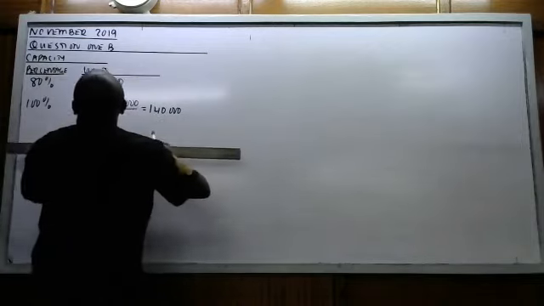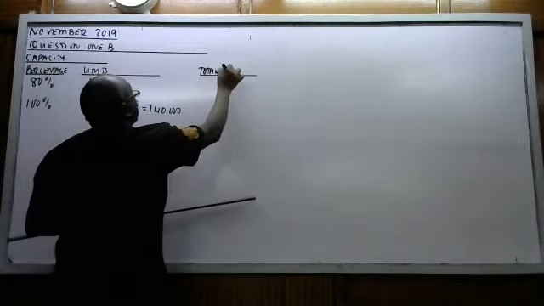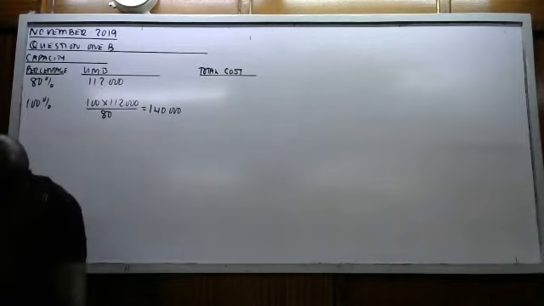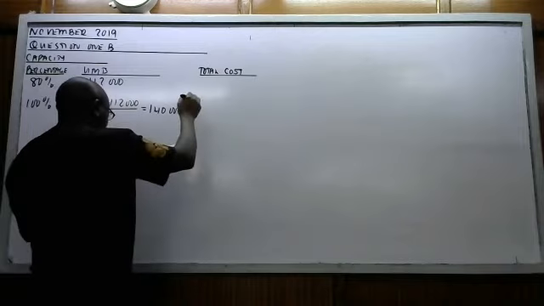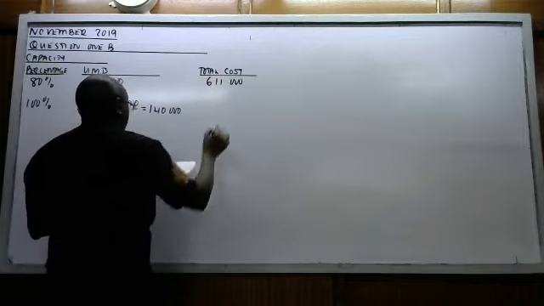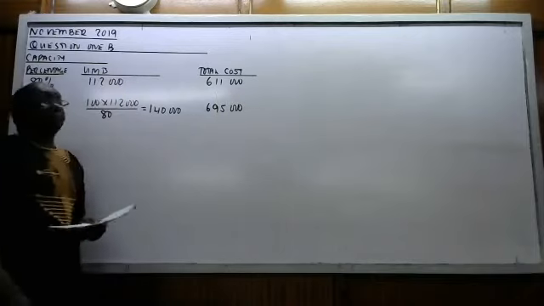So tell me how many units are those? Yes, good, Teresa, 140,000. And then the other thing that we will bring is the total costs. We are told at 80%, it is 611,000. And when you go to 100%, it is 695,000.